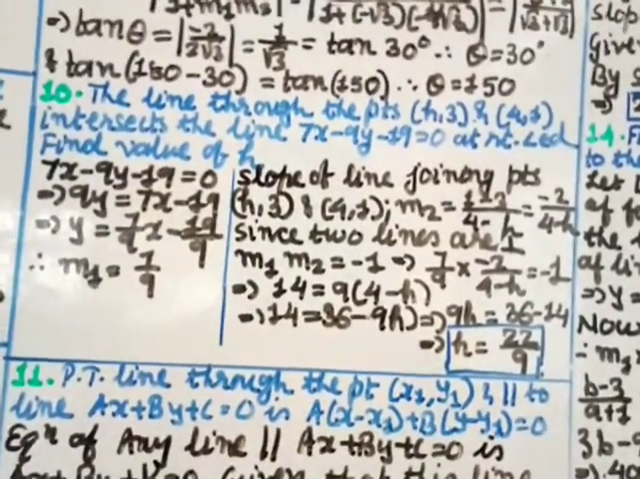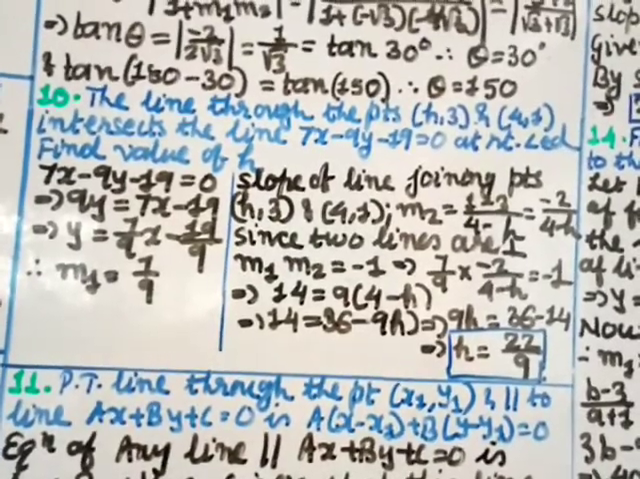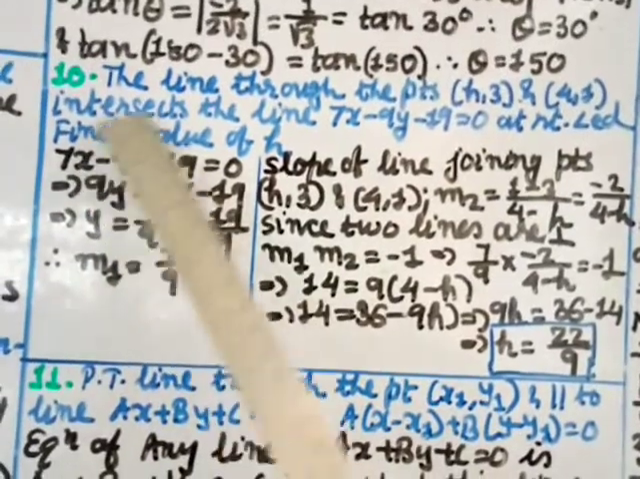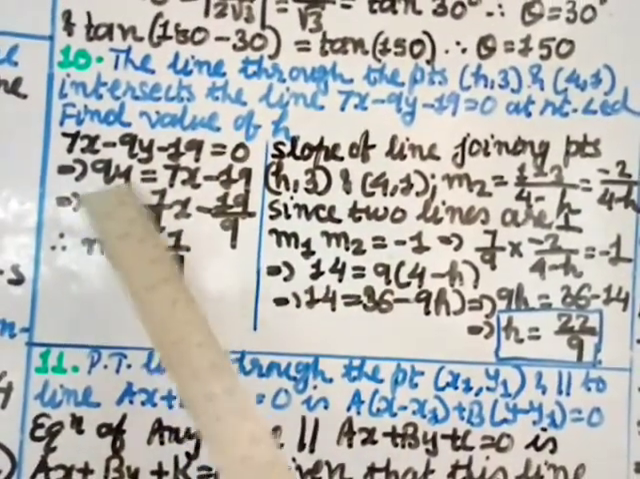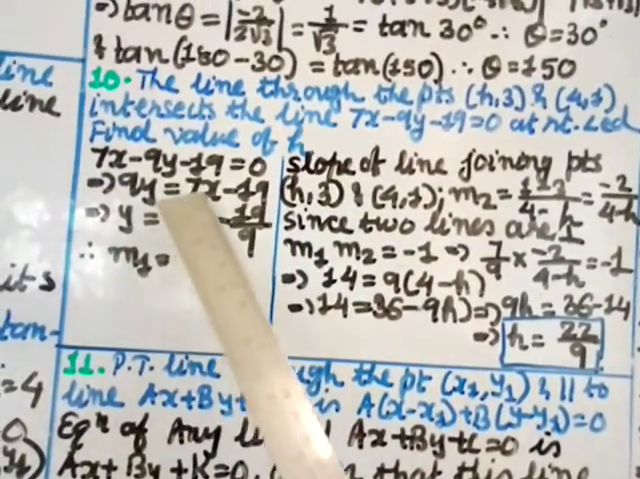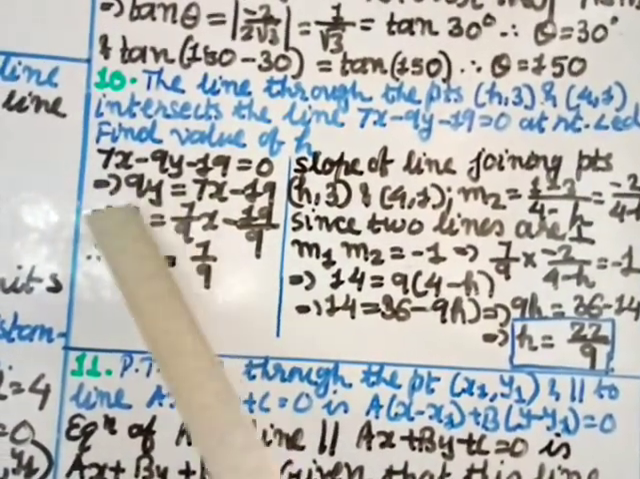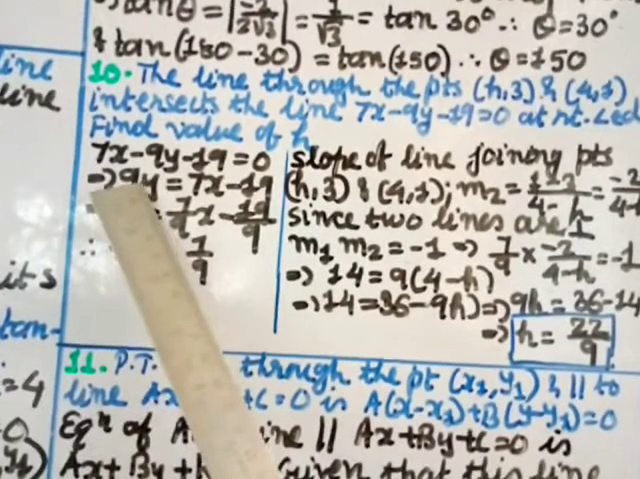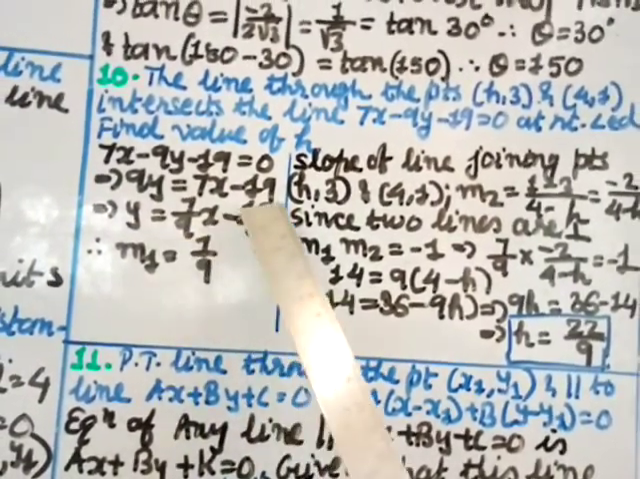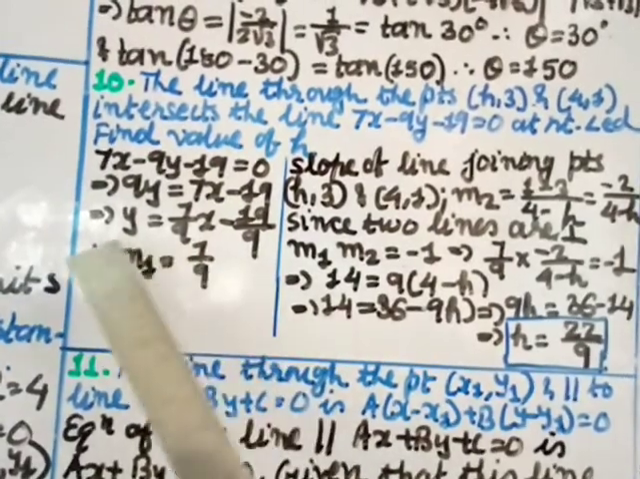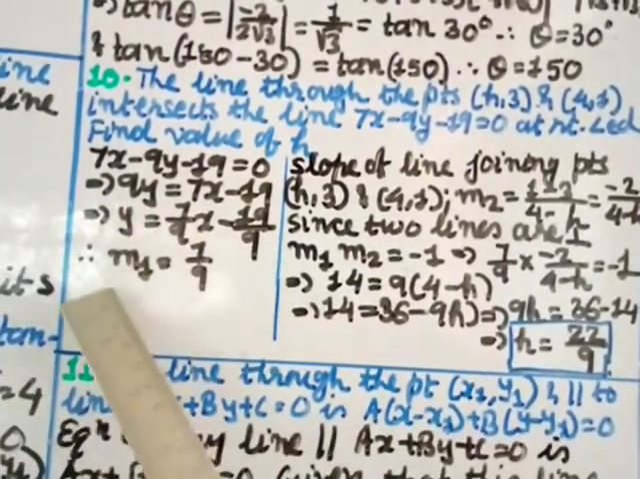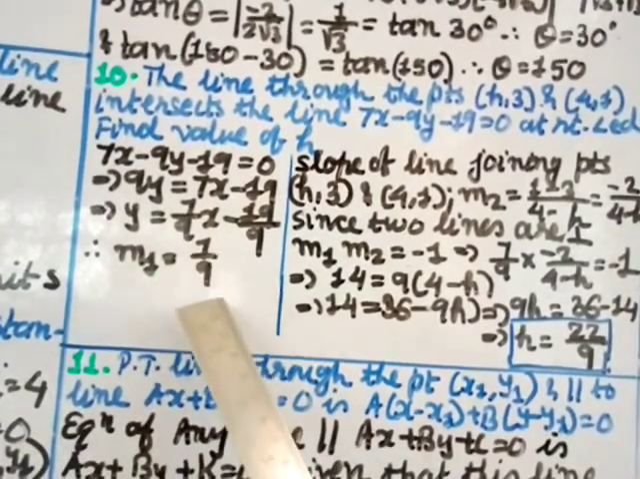We'll write it in slope intercept form, that is y is equal to mx plus c. Here minus 9y transfers over, so you get 9y equal to 7x minus 19. Divide by 9, because the coefficient of y should be 1, so divide each term by 9. You get y equal to 7 by 9 into x minus 19 by 9. The coefficient of x gives you the slope, so the slope of this line, call it m1, is equal to 7 by 9.